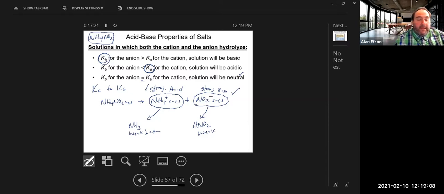But if we are dealing with a salt where both parts will go through hydrolysis, look at the Ka value, look at the Kb value, and whichever one's larger, that's the calculation that you should do. Any questions on that there?